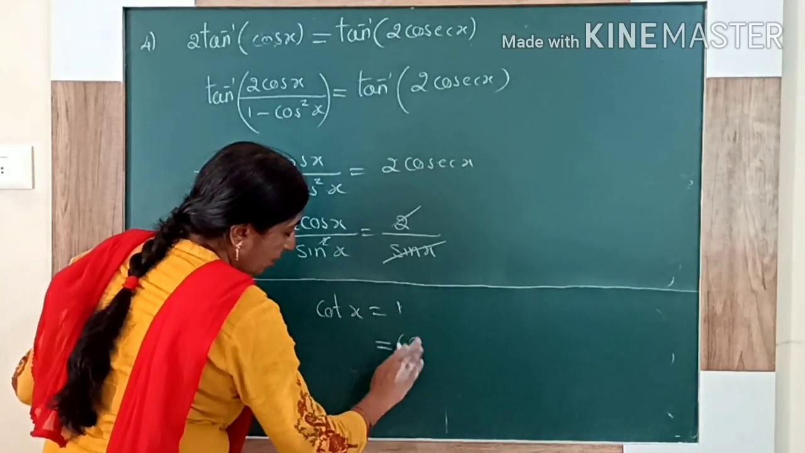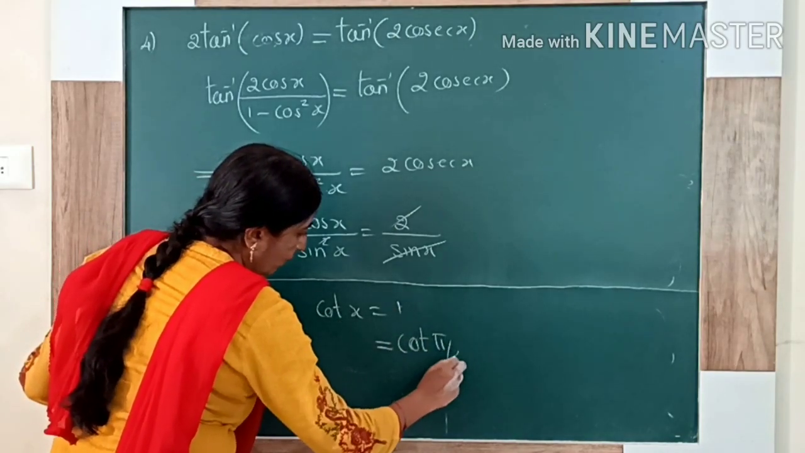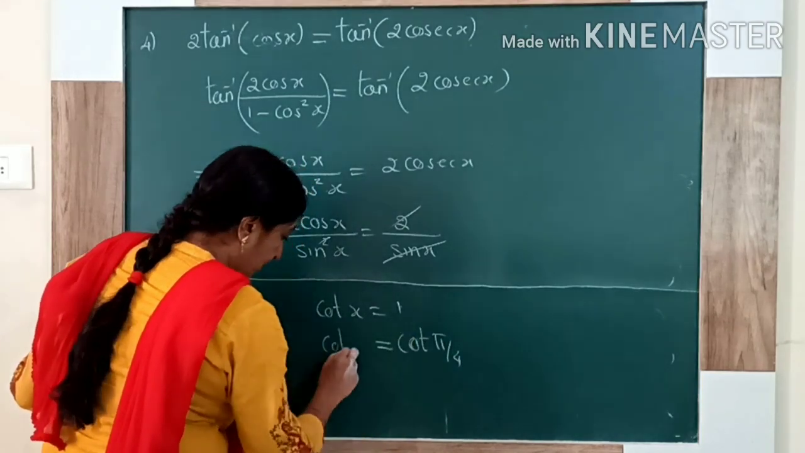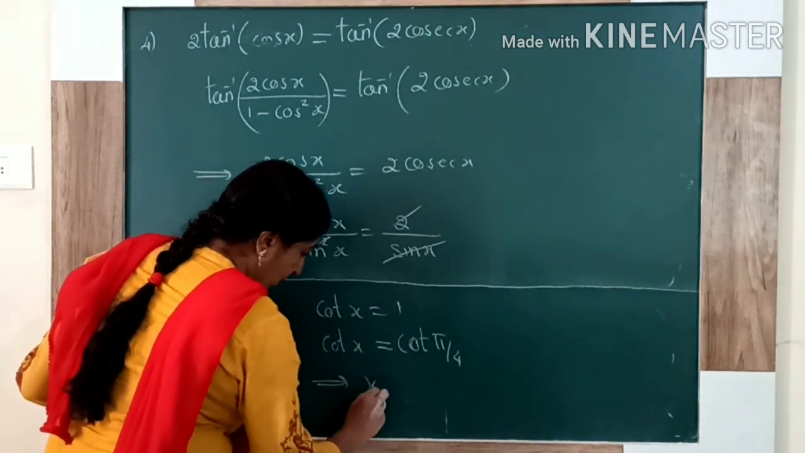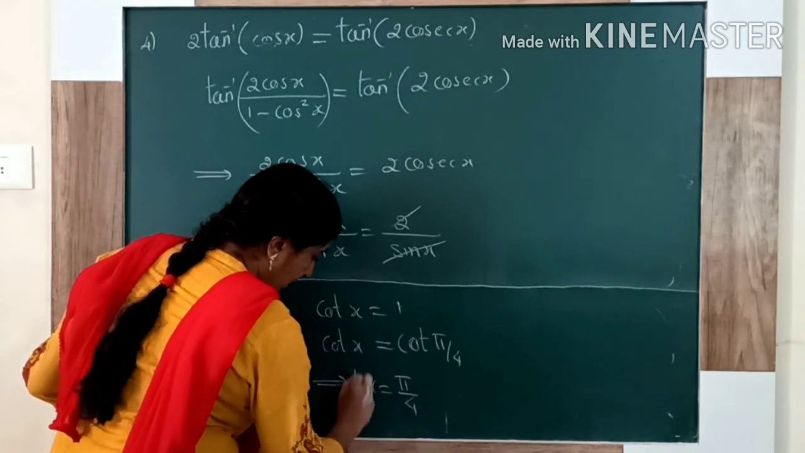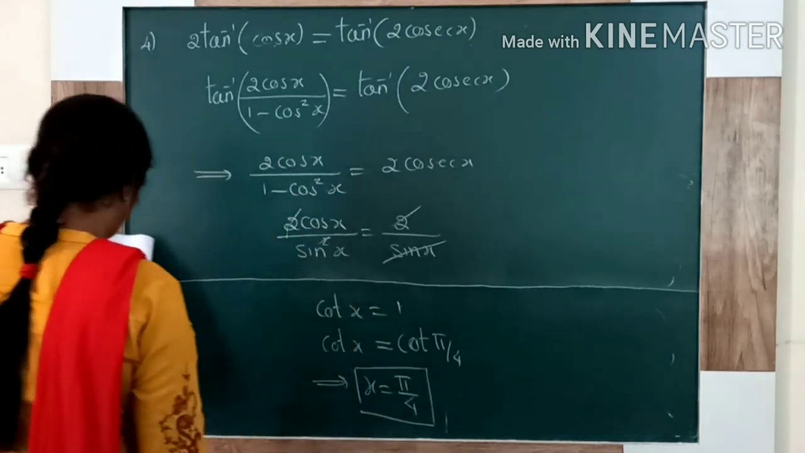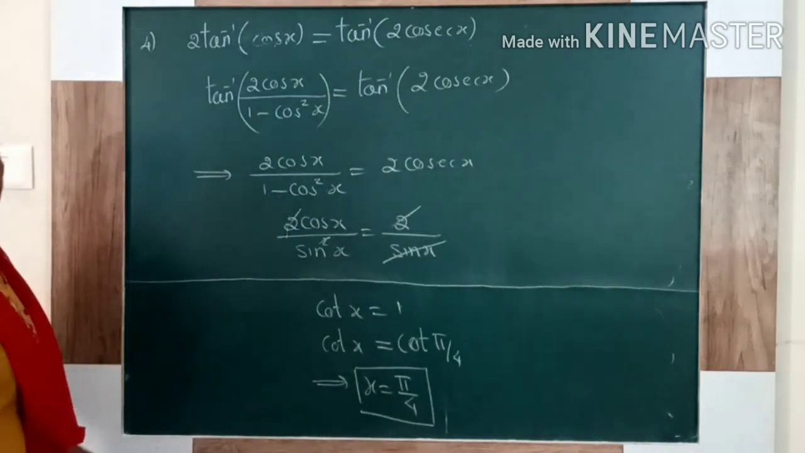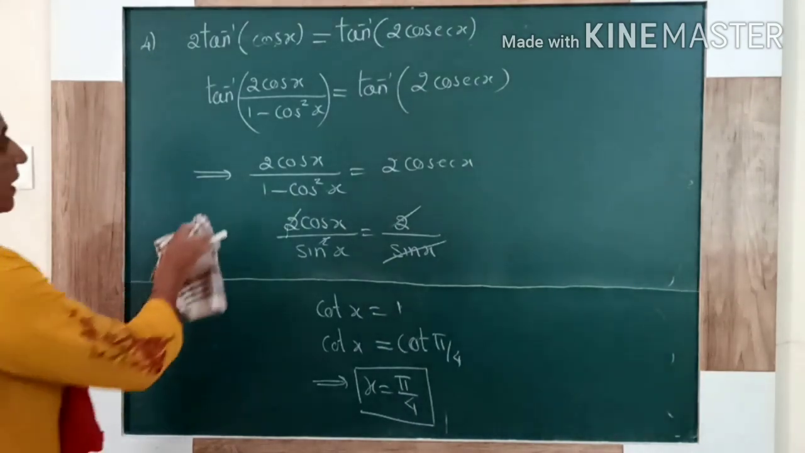1 should be written as cot pi by 4 because cot 45 is 1. Now equate their angle on both the sides. x is pi by 4. Again the next example is also under the same category.